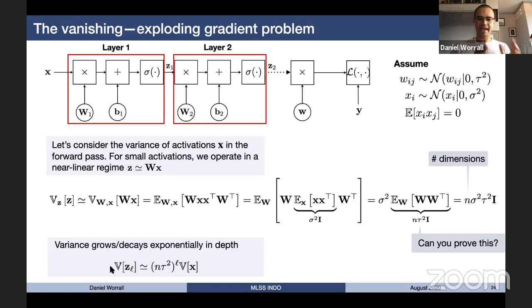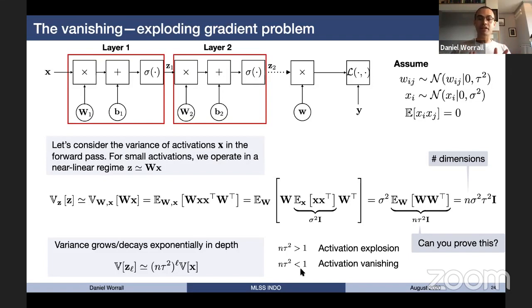This says if I take L layers, little L layers, and I look at the variance of the activations, the variance of the features, L layers deep into my network, I can relate that to the variance at the input of the network times n tau squared, sigma squared is this term here, to the power of L, because we've done n tau squared times n tau squared times n tau squared, etc. And this is an exponential growth function. If n tau squared is bigger than 1, then basically this variance gets big very, very fast. If it's less than 1, the activations go to 0.